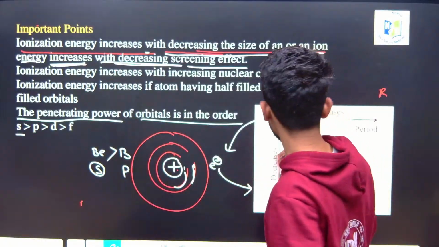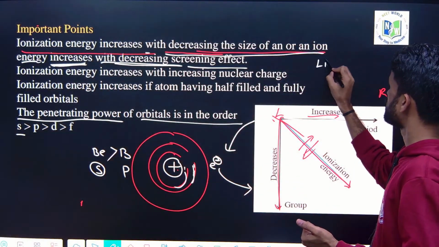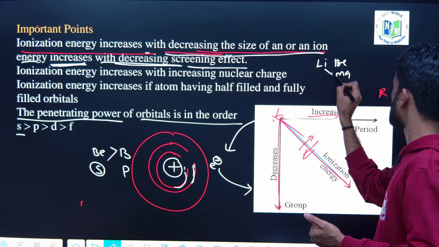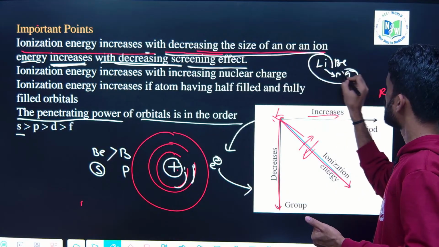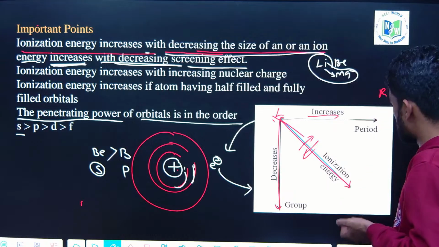Like, what are the elements here we have? First lithium, beryllium, and after this magnesium. See, lithium and magnesium are diagonally placed elements like that. Okay, next.